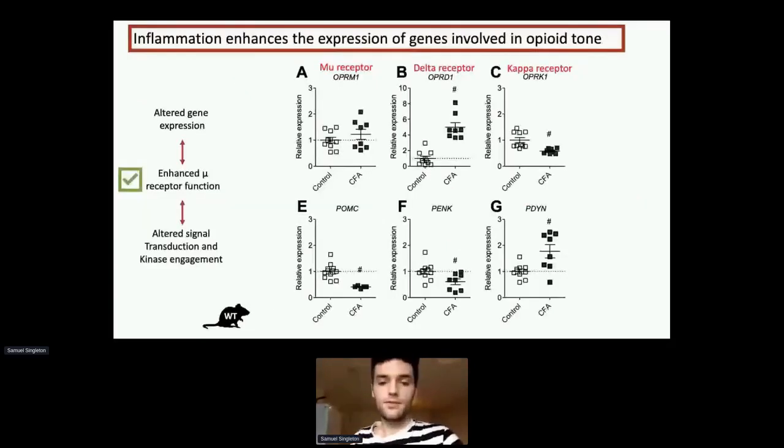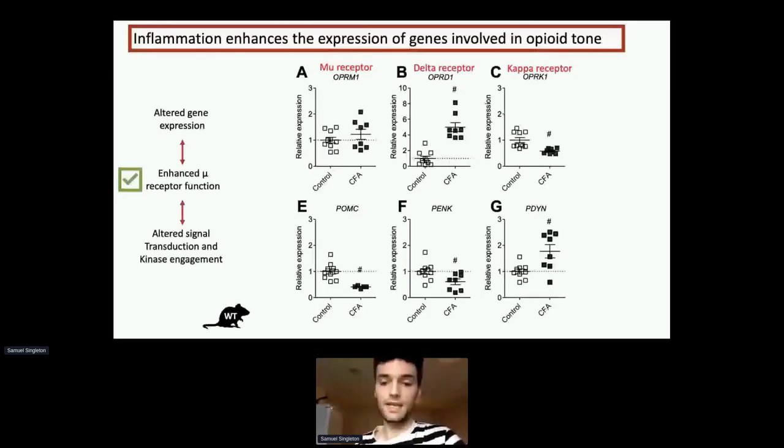We then used quantitative PCR to determine whether there are any changes in genes involved in endogenous analgesic tone within the spinal cords of mice that have recovered from the mechanical hypersensitivity. We found that there was a significant increase in delta opioid receptor expression without any changes in mu receptor expression. There are also changes in the expression of kappa receptors and all of the endogenous peptides, suggesting that inflammation promotes changes to endogenous opioid tone.